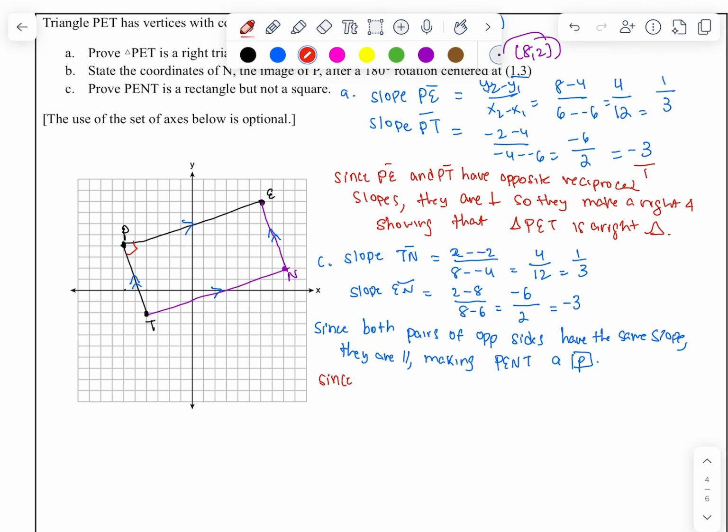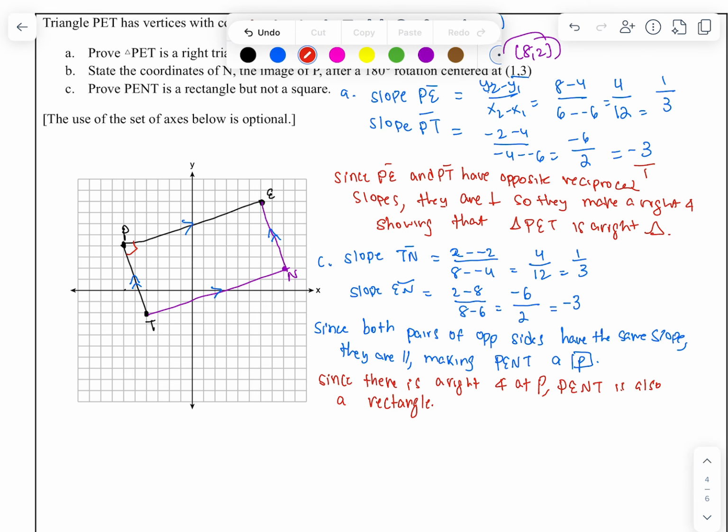Since there is a right angle at P, PENT is also a rectangle. Remember, a parallelogram with a right angle is a rectangle. But now we have to show that it's not a square. And in order to be a square, it needs to be rectangle and rhombus.